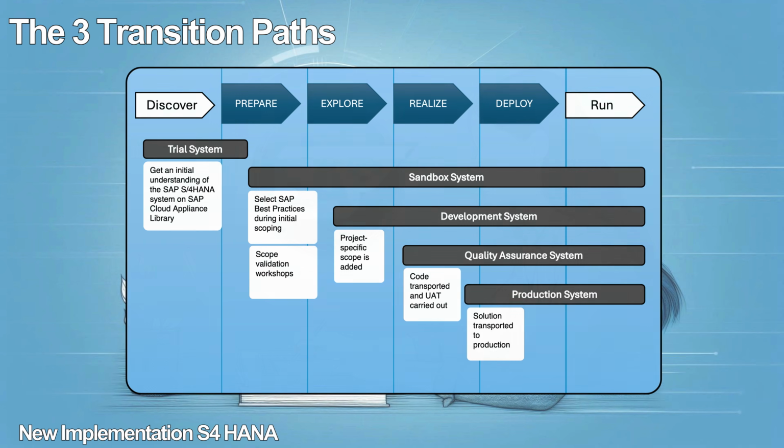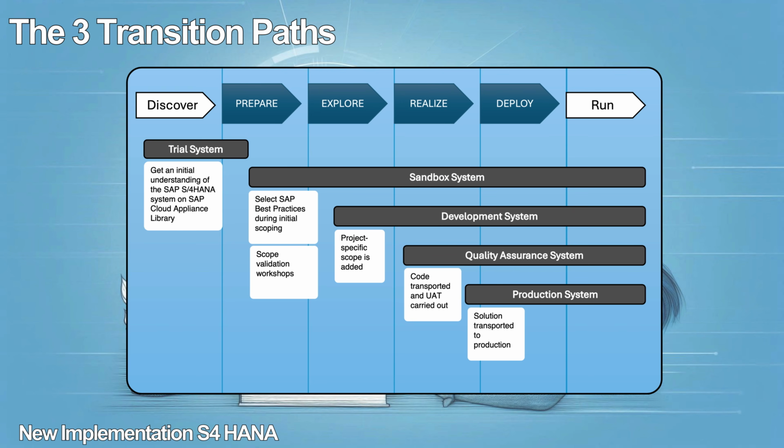The landscape for an S4 HANA implementation is such that, in the discover phase of the project, the team will access the trial system using SAP Cloud Appliance Library to understand the needed functionalities and innovations in SAP S4 HANA. After deciding to move forward with SAP S4 HANA, the team will receive the sandbox environment with pre-configured solution in the prepare phase of the project and use the customer data to show and tell the business functionalities as a part of fit gap analysis in the explore phase.